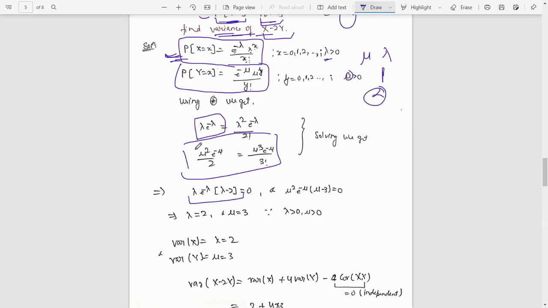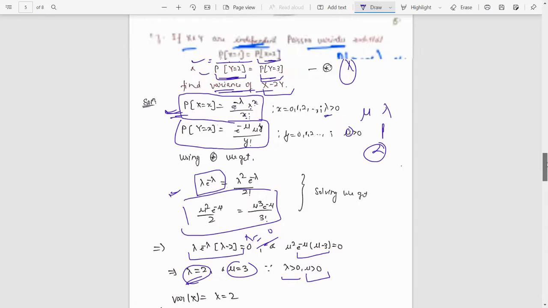We solved the first equation and got lambda is equal to 2, and we solved the second equation and got mu is equal to 3. Anyone at this point may ask why not mu is equal to 0, since lambda equal to 0 also satisfies the equation. We specifically talked about the parameters of a Poisson distribution always being greater than zero. That's why we got lambda is equal to 2 and mu is equal to 3.